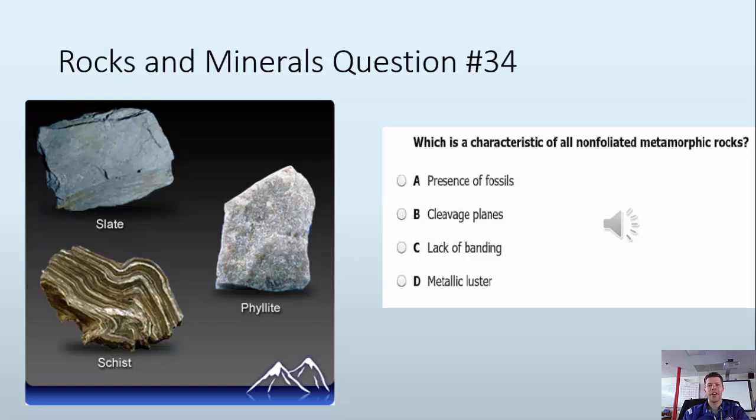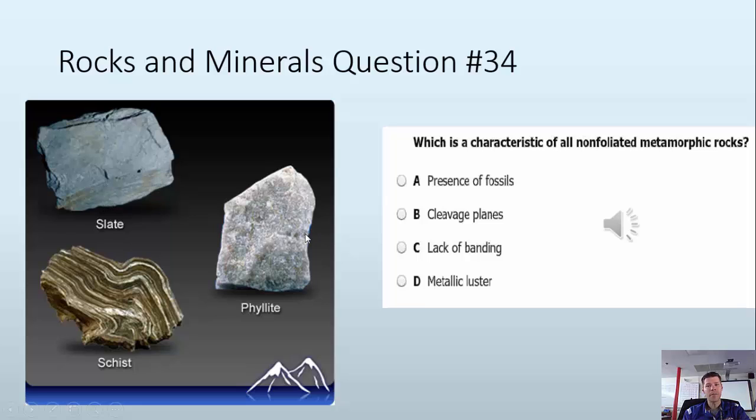Okay, which is a characteristic of all non-foliated metamorphic rocks? And our key word here is non-foliated. Remember, metamorphic rocks come in 2 major types. We've got layered rocks, like you can see the schist, see the alternating layers of dark and light bands. We've got slate, which is a very foliated rock that can be split into thin sheets and used for like roofing shingles or a pool table.